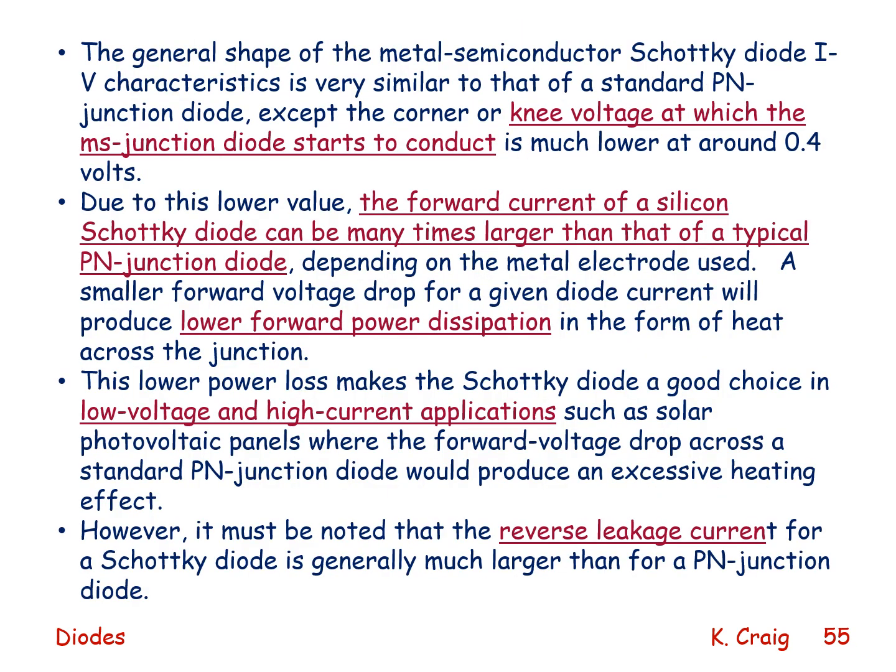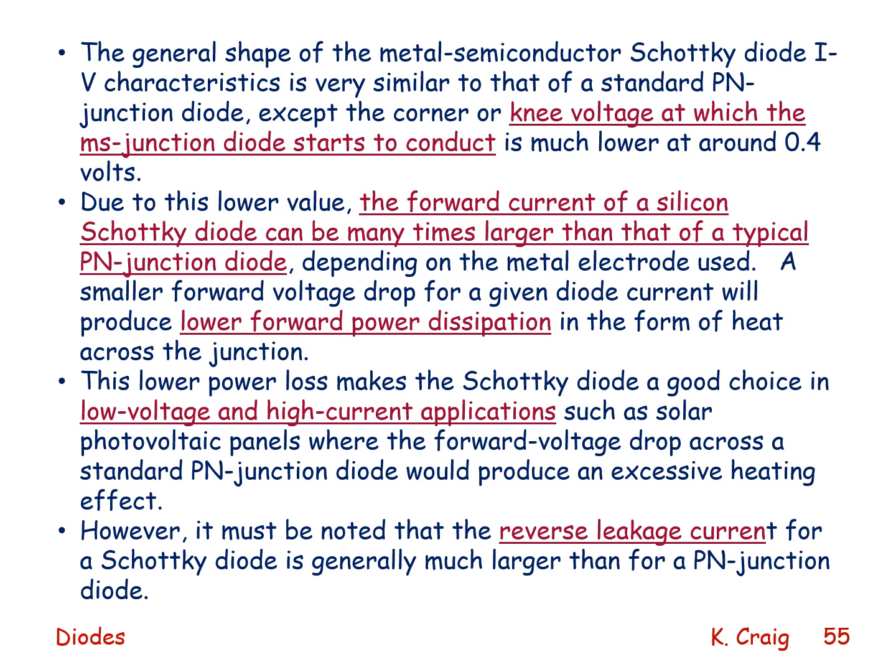The general shape of the metal semiconductor Schottky diode current voltage characteristics is very similar to that of a standard p-n junction diode, except the corner or knee voltage at which the MS junction diode starts to conduct is much lower, at around 0.4 volts. Due to this lower value, the forward current of a silicon Schottky diode can be many times larger than that of a typical p-n junction diode, depending on the metal electrode used.